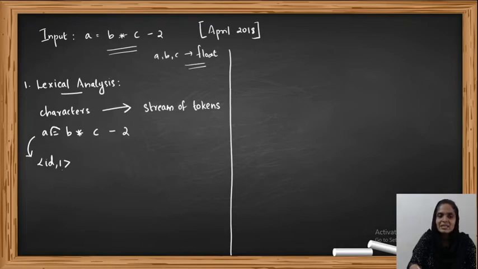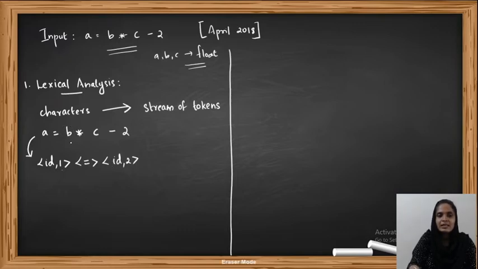The second lexeme is equal to. Equal to is an operator, so we put it as it is. Now the third lexeme is b. So b will be converted to the token identifier, which will be written as id, 2. That is the second identifier. a is the first identifier and b is the second identifier.